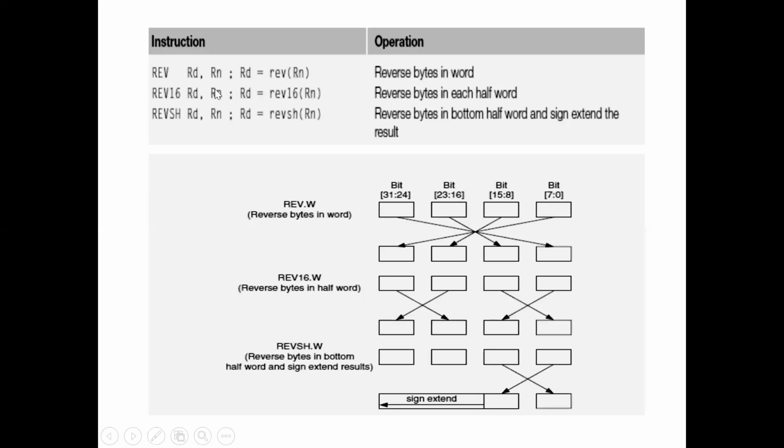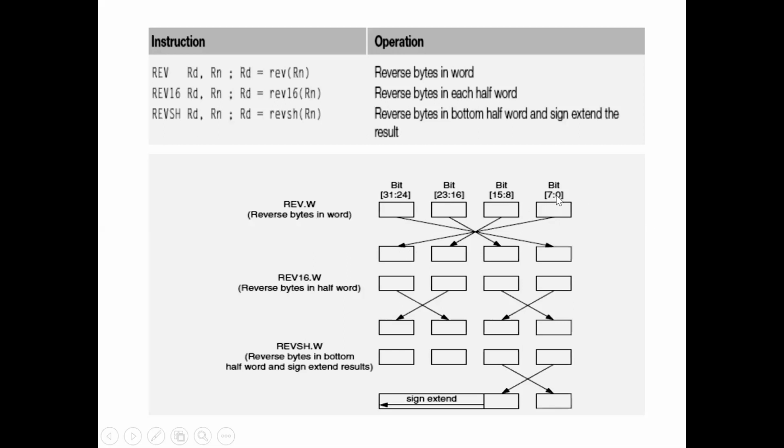The data will be operated on the source register RN. RN is 32-bit data, and what you can see here is the content of the RN register. Each 32-bit data has 4 bytes: bits 0 to 7, 8 to 15, 16 to 23, and 24 to 31. The least significant byte will move to the position of the most significant byte, so it goes to the 4th position.